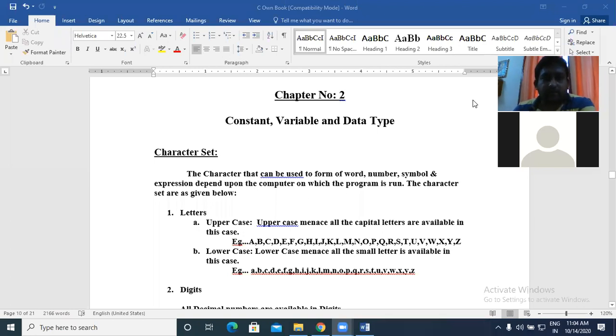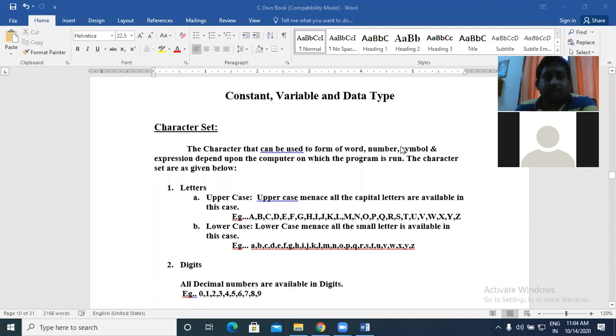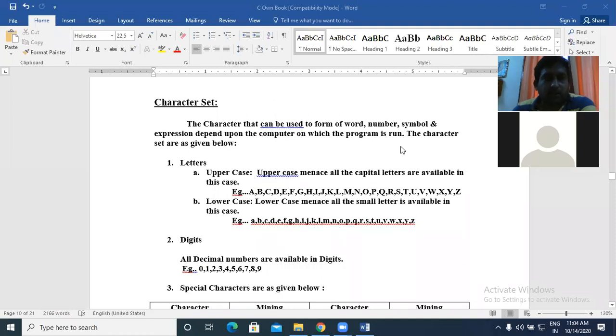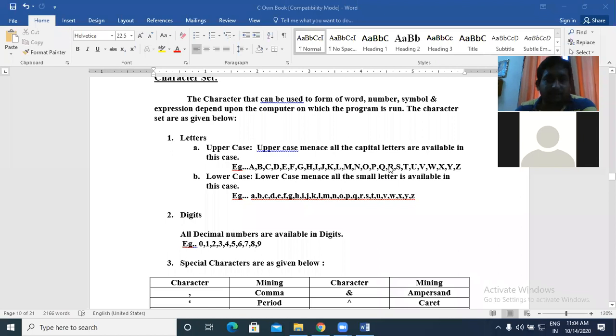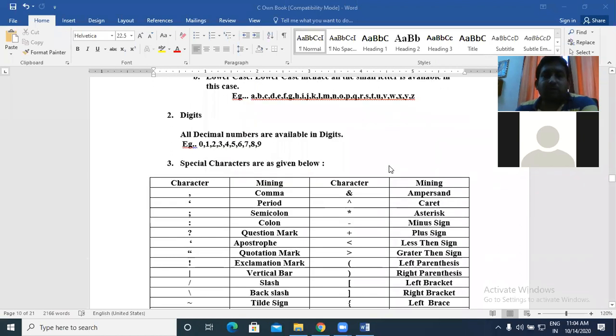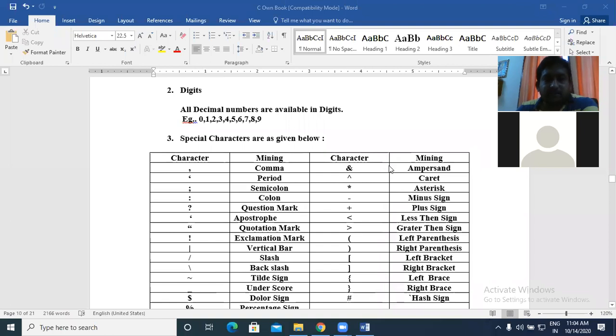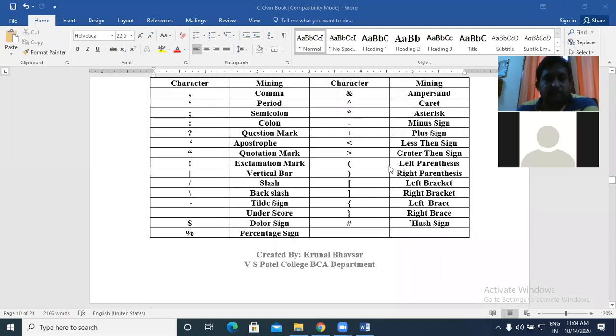Today we discuss what we learned in the previous lecture, unit number 2 under tag 2.2.2: variable and data types. Under that, we already did the character set. In the character set, uppercase and lowercase letters are there. Digits 0 to 9 are available in digit form. Some of the special characters are available in your chart.